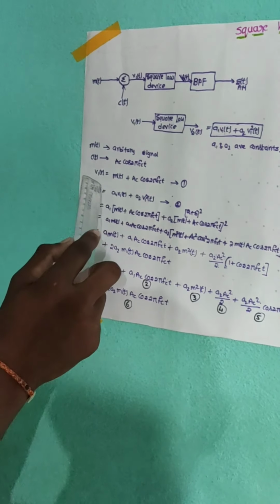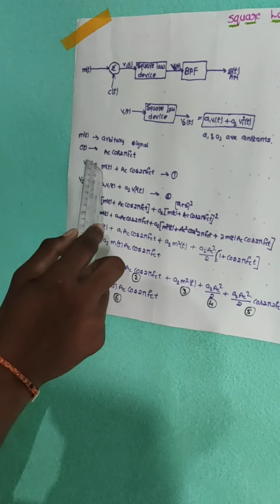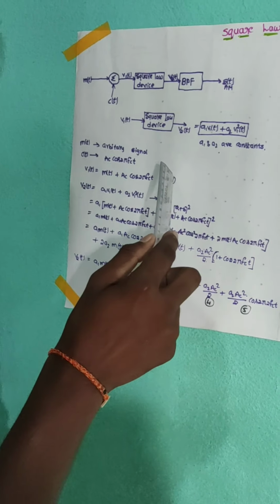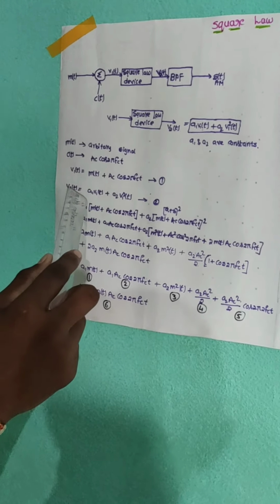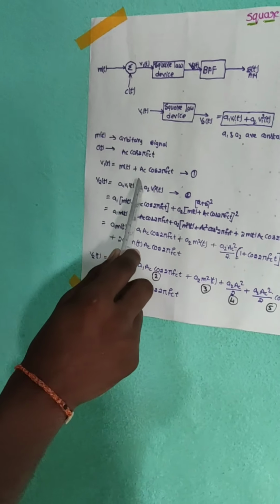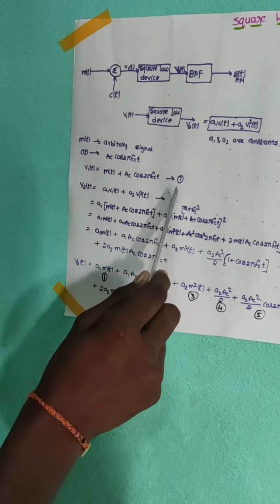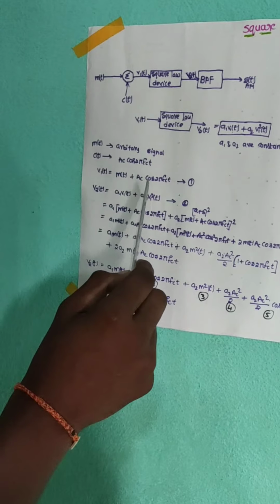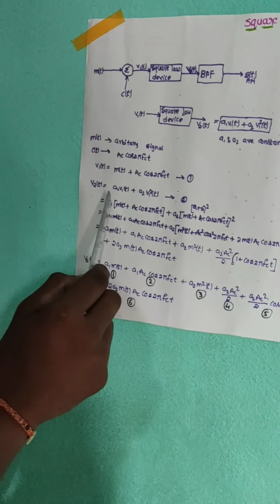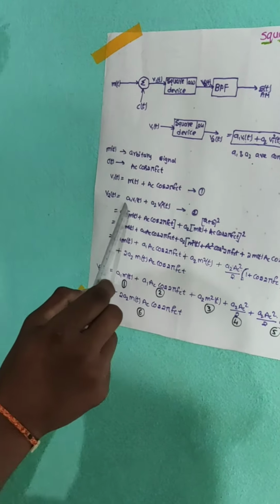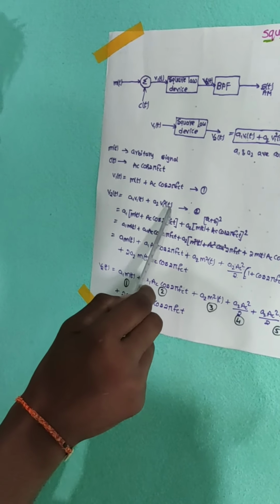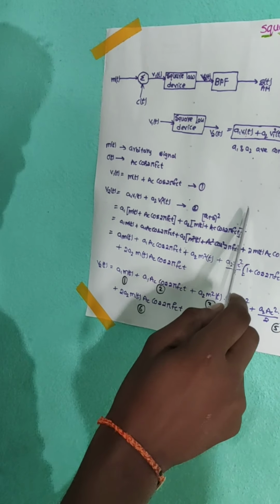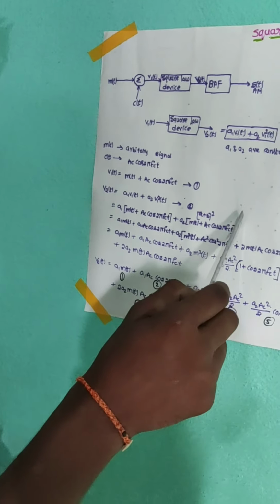Here V1 of t is the output of the adder circuit, which is m of t plus Ac cos 2 pi fc t. This is taken as equation 1, and V2 of t is equal to A1 V1 of t plus A2 V1 square of t. This is taken as equation 2. So we substitute equation 1 in equation 2, then we get V2 of t is equal to A1 of m of t plus Ac cos 2 pi fc t, plus A2 of m of t plus Ac cos 2 pi fc t whole square. Here the (a plus b) whole square formula is used.